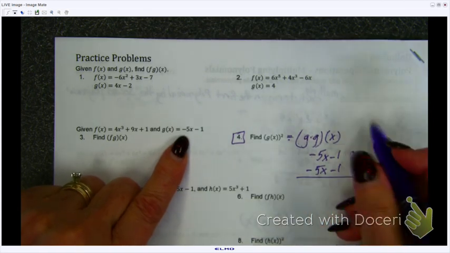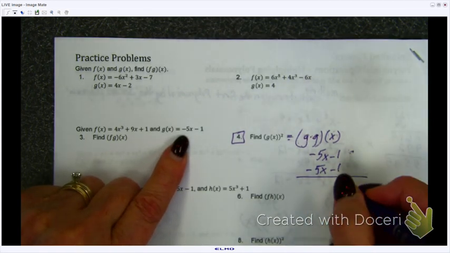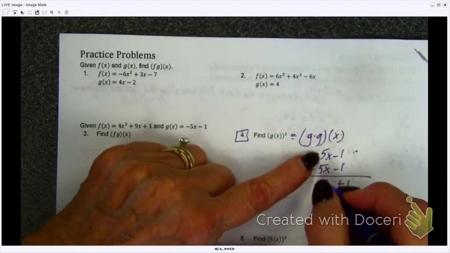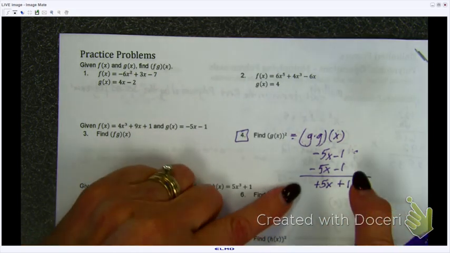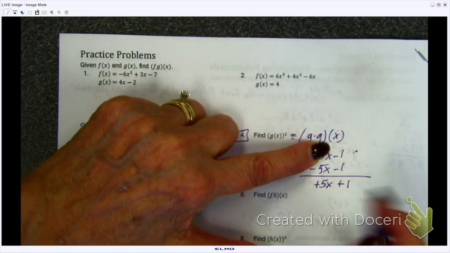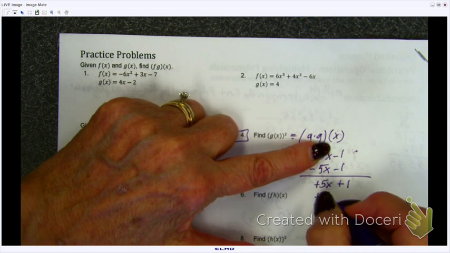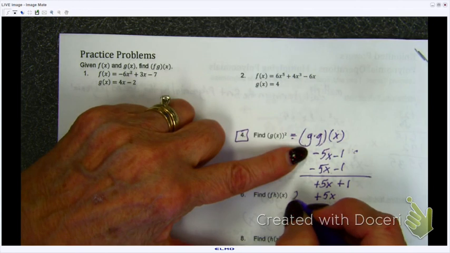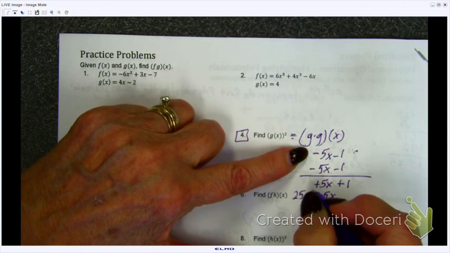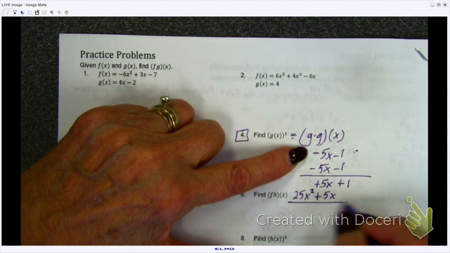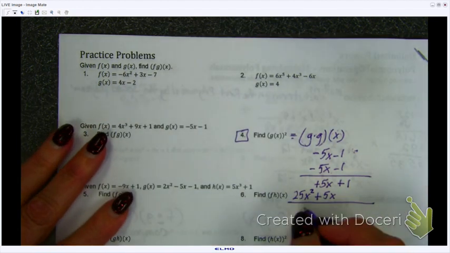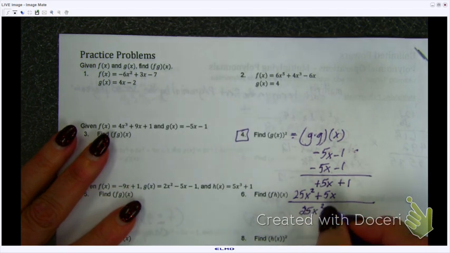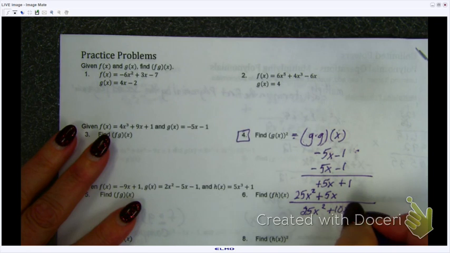and then we follow the pattern. Negative 1 times negative 1 is plus 1. Negative 1 times negative 5x is plus 5x. Then negative 5x times negative 1 is plus 5x. And negative 5x times negative 5x is plus 25x squared. So then we combine like terms. We get 25x squared plus 10x plus 1.